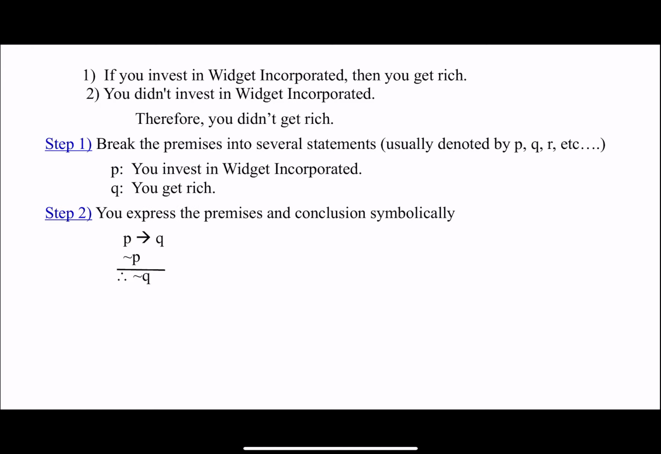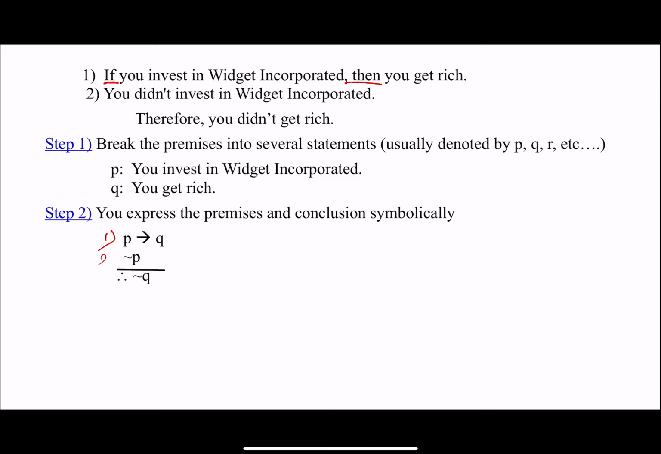Step 2, express the whole argument using symbols. Okay, guys, read the first line. If you invest in Widget Incorporated, then you get rich. You have a conditional statement, if then. Change that into symbols. If you invest in Widget Incorporated, if P, then you get rich, Q. Here we go. That's the first line.